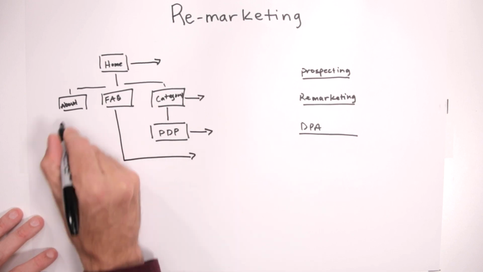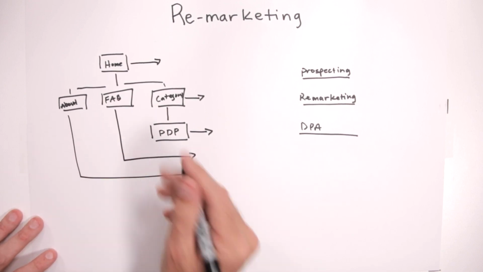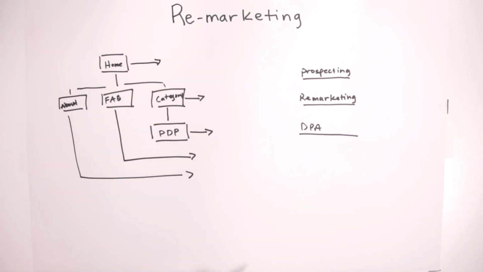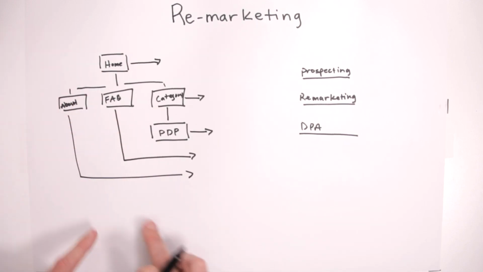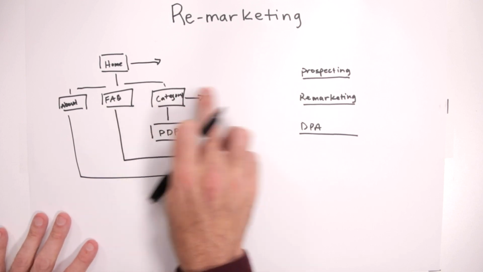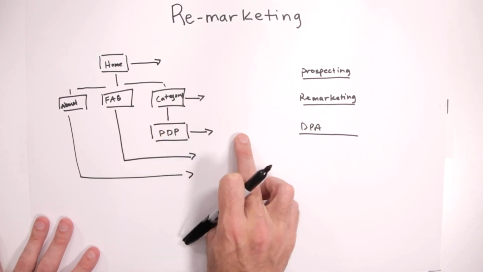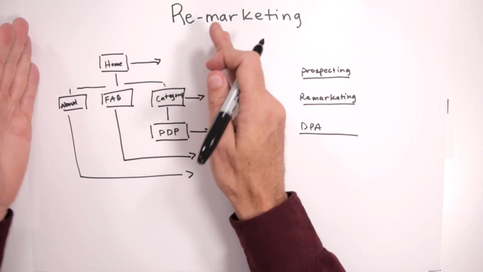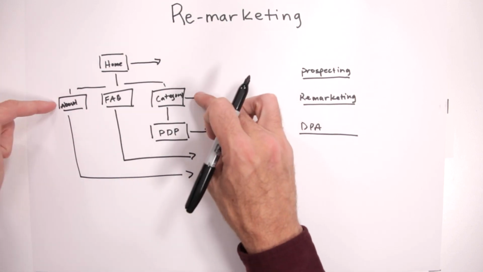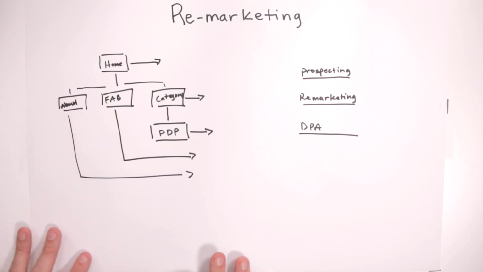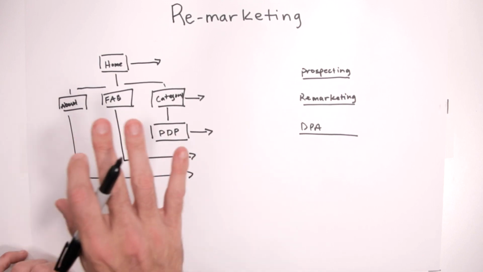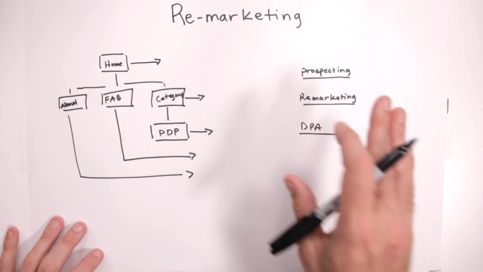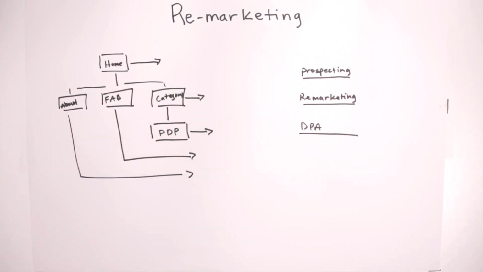So in this case, we've got an example of a website. A very simple website with 5 different pages. You have the home page, you have an about page, you have an FAQ page, you have a category page, and you have a PDP or product display page. Now, we know something unique about each person depending on which page of the website they visited and left. And thinking about that as it relates to your remarketing creative is really, really critical.